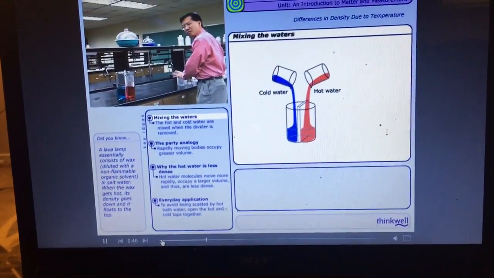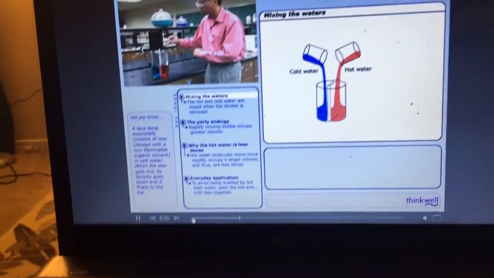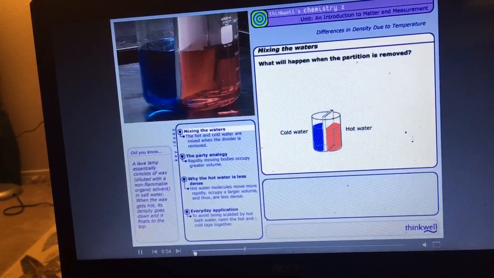So now remember, the hot water is red and the cold water is blue. And let's see what happens when I pull this piece of foam core out.